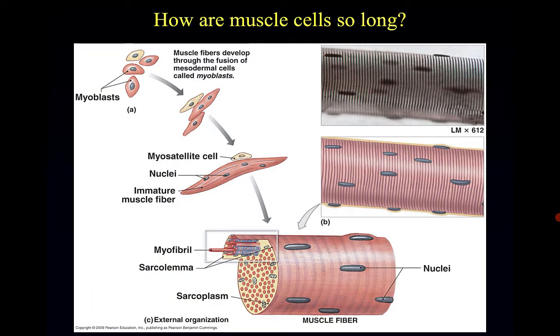So let's address kind of a weird question here before we move on. Why are these muscle cells so long? Obviously, muscle cells are long. They've got a bunch of myofibrils in them. Muscle cells start out as these myoblasts that differentiate into these satellite cells and immature muscle fibers. And we're going to get these immature muscle fibers fusing together to form an incredibly long muscle fiber or muscle cell. So this immature muscle fiber gets bigger and bigger as these individual cells start to join to it. It also helps to explain why, of course, it would be multinucleate.